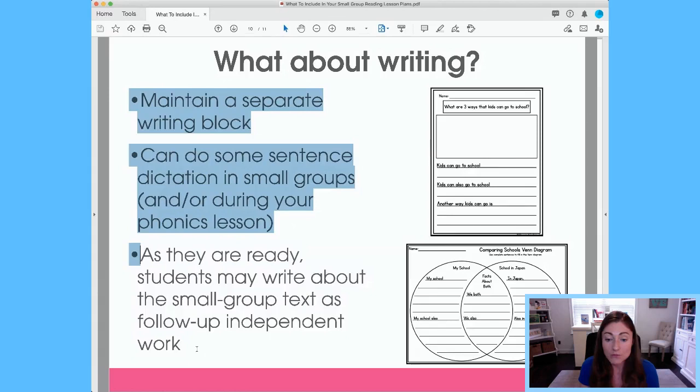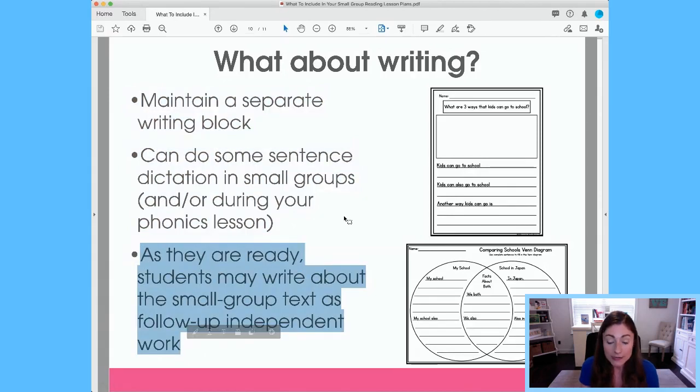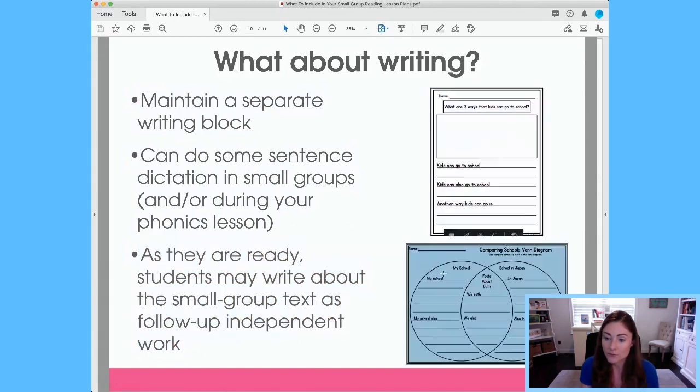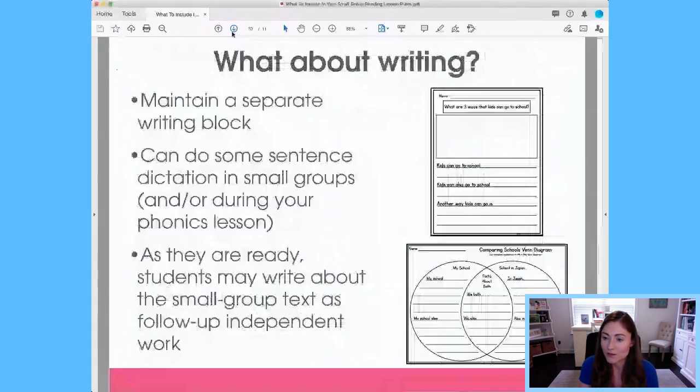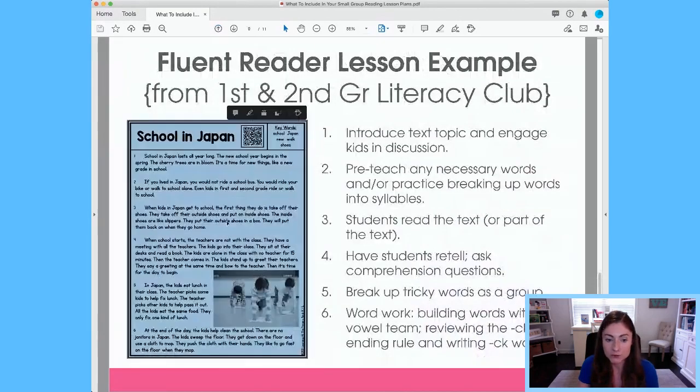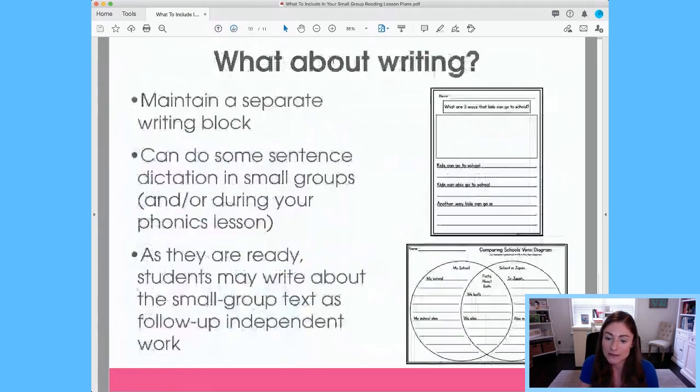Now, as they are ready, you might have students write about the small group text as follow-up independent work. So these are from the 1st and 2nd grade literacy club materials for July. What are 3 ways that kids can go to school? So they read this in small group and then they do this independently. And then maybe they're doing something like this, comparing schools. So this one has a diagram, my school and school in Japan. So they're comparing and contrasting.